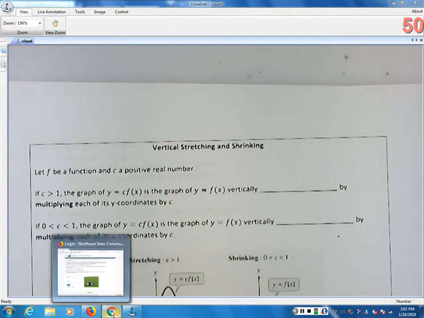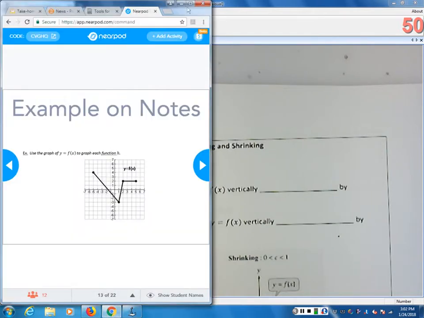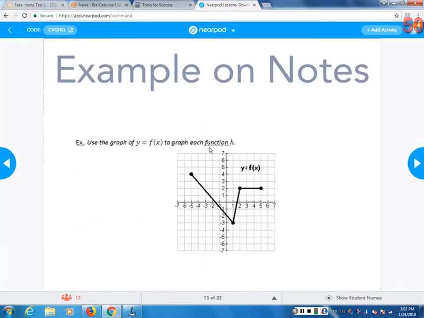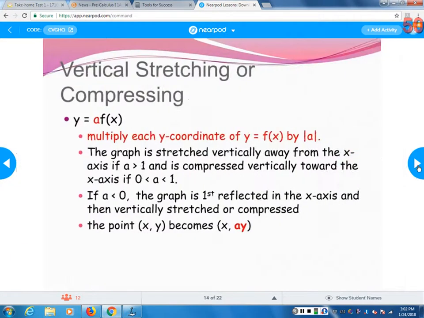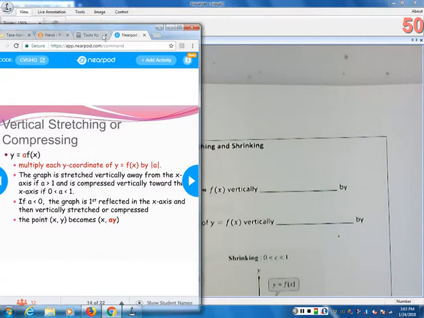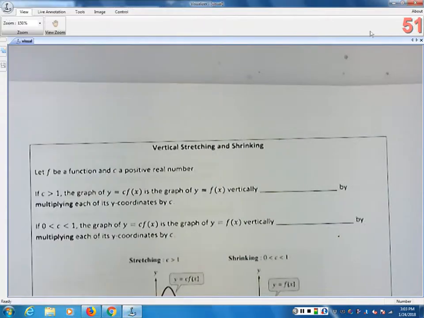Okay, let's see where we are in the slideshow. Finish that example. Did you just not all it? Thought I heard something.